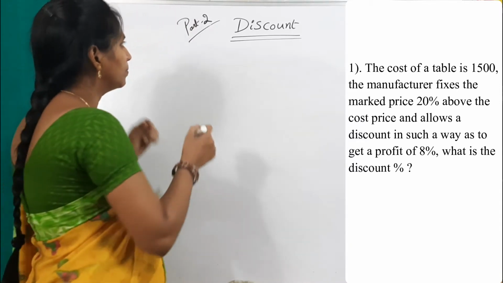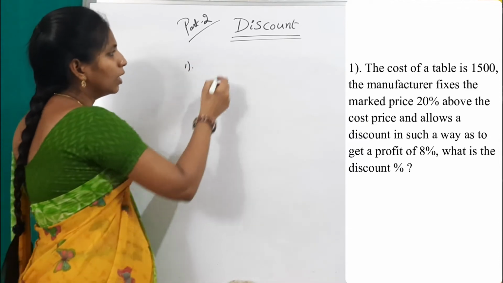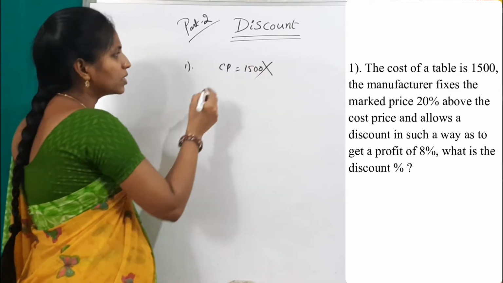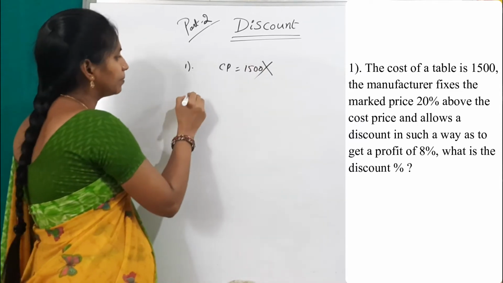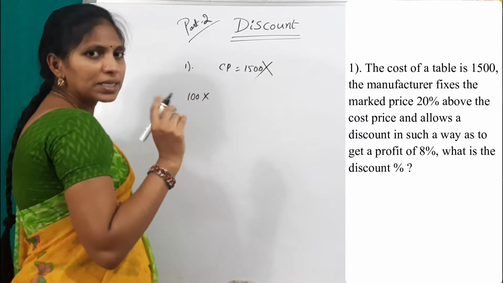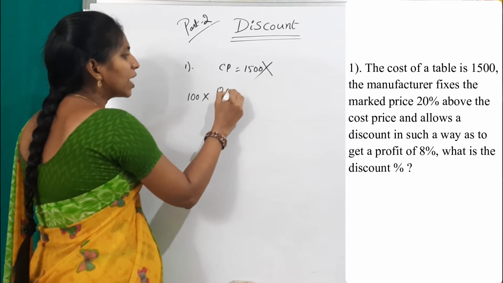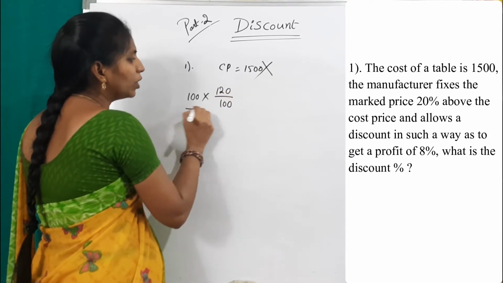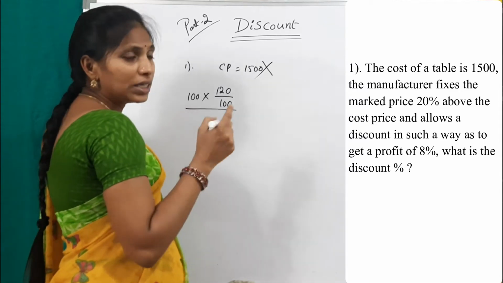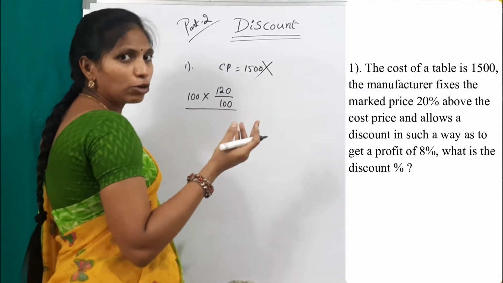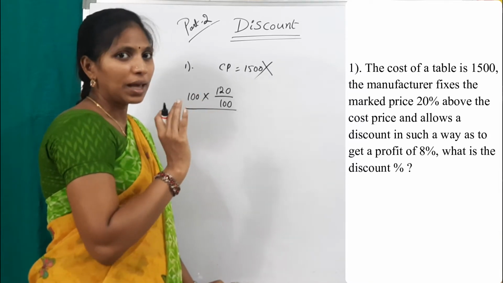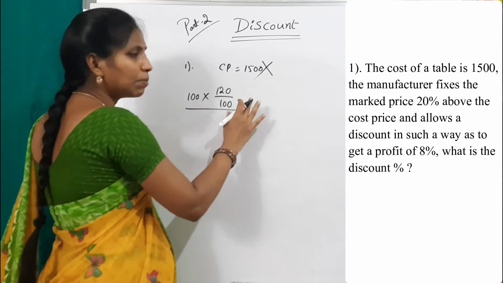See the first question. The given cost price is 1500. Don't take this value. Simply take the cost price as 100. And 20% above the cost price is the market price. 20% above means 120 by 100. Up to here, this is the market price. Then find out the discount percentage. We don't know the discount percentage. Actually, discount is always calculated on what? MRP, the market price.